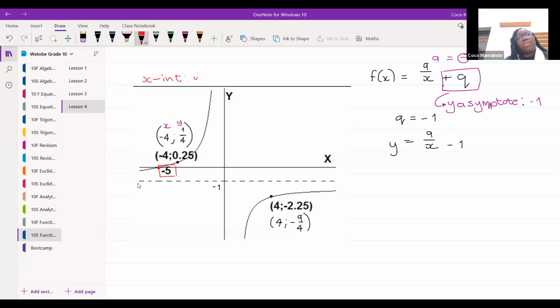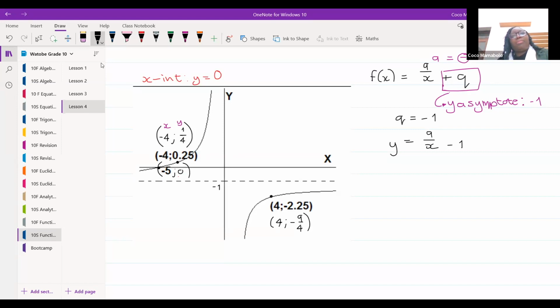X-intercept. Y is equal to? 0. So this point over here is actually -5 and 0. I actually hadn't noticed it before. So we can use this point. Can you sub in this point for me? Can we sub in the -5 and 0 and tell me, okay, what are we going to get?